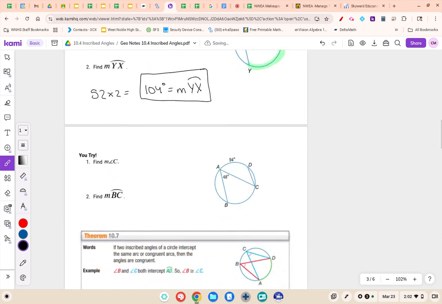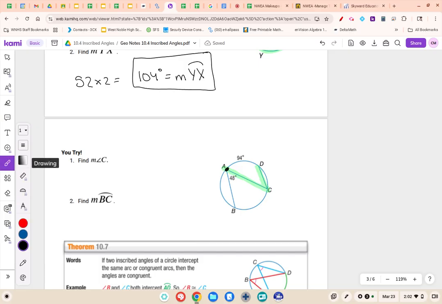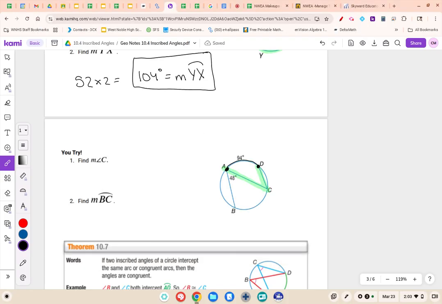Pause me. Try this, you try. Okay. Angle C is my inscribed angle, and it is related to this intercepted arc. So to find C, I just have to divide 94 by 2. I get 47 degrees for my measure of angle C.